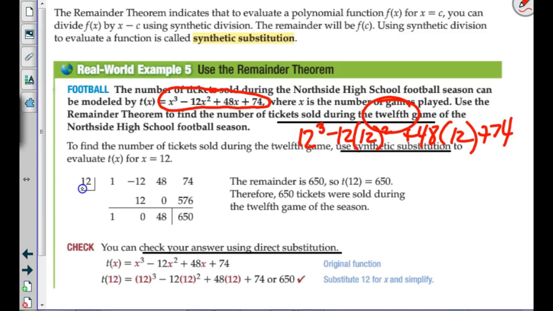Or we could do synthetic division with a 12 here. Gentlemen, put the coefficients down, bring down the 1 times 12, 0, 12 times 0 is 0, add 48, multiply this, and this remainder tells you there's 650 tickets sold. I personally would rather type on my calculator with the 12 because I can't do this necessarily in my head anyway, so if I need a calculator, I might as well just substitute it in. But it's just showing you that they both work.